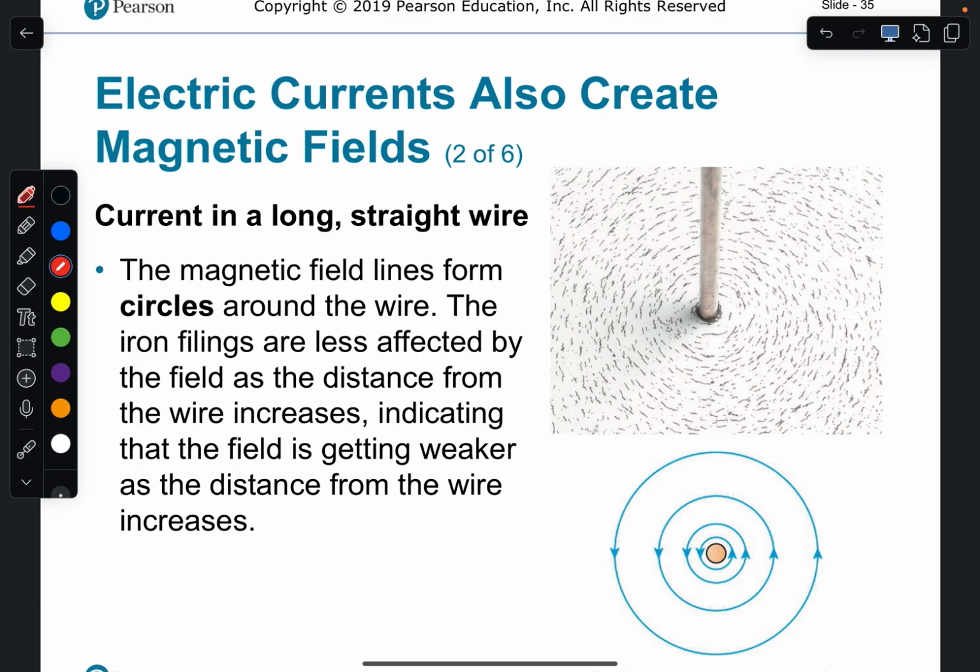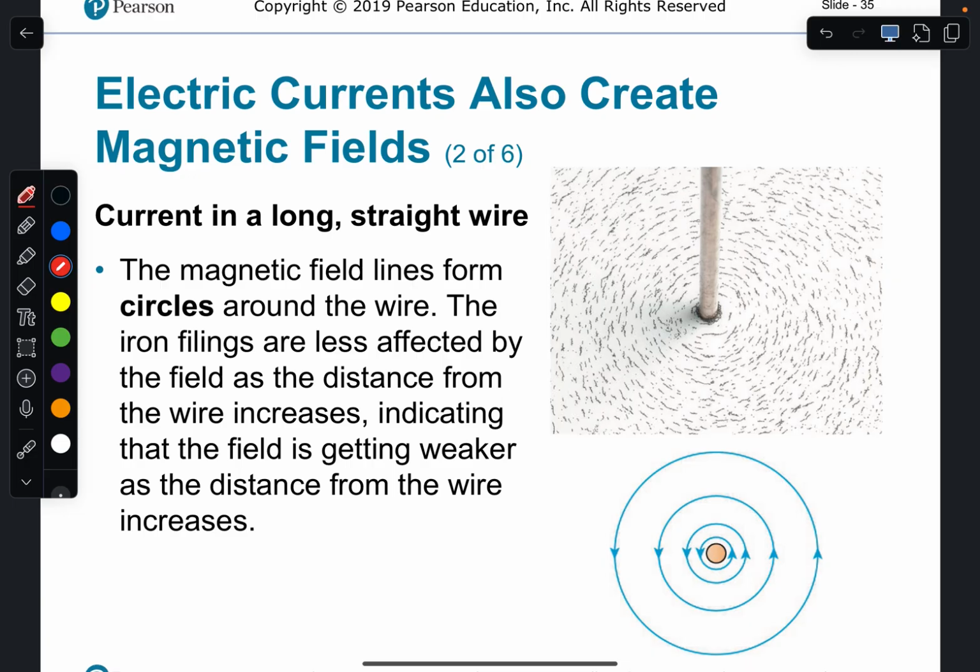Okay? So we're going to picture our current two-dimensionally. We're going to have the current come out of the page now. So this picture down here, this is the current coming out of the page or going into the page. All right, that's the wire. You're seeing a cross-section of the wire. And the magnetic field that it creates is circles around that wire, okay? That's the direction of the magnetic field created by a straight wire.